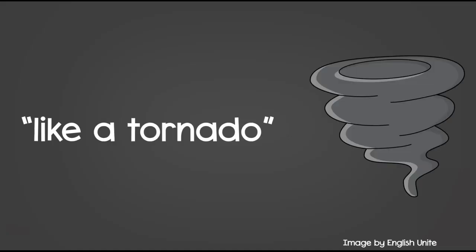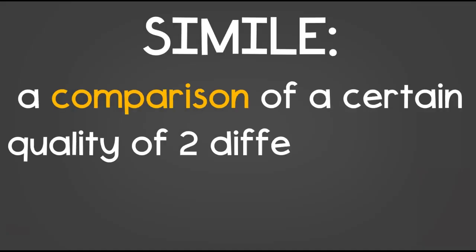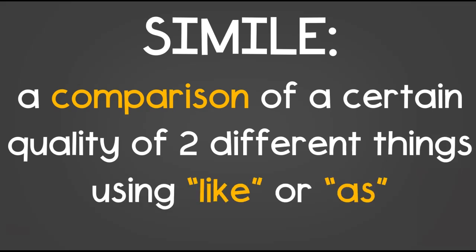Another example is, "When the kids ran into the classroom after recess, they were like a tornado, scattering papers and knocking over chairs." These sentences are both similes, or a comparison of a similar quality of two different things, using the word like or as.